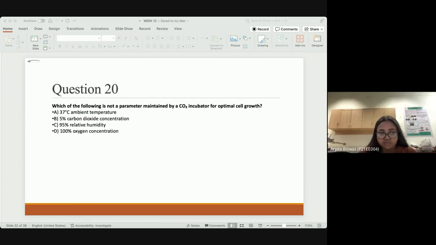So the right option is option D, 100% oxygen concentration. Okay. So, which of the following is not a parameter maintained by a CO2 incubator for optimal cell growth? It is 100% oxygen concentration, because we have to maintain the 37-degree cabinet ambient temperature, and also 5% carbon dioxide concentration is needed, and also 95% relative humidity is required. So 100% oxygen concentration is the wrong answer. Okay. So our right option is option D.